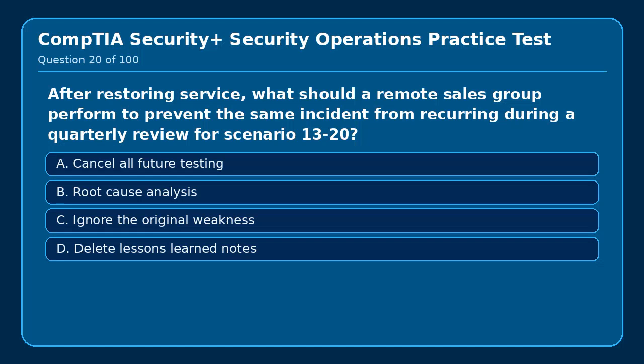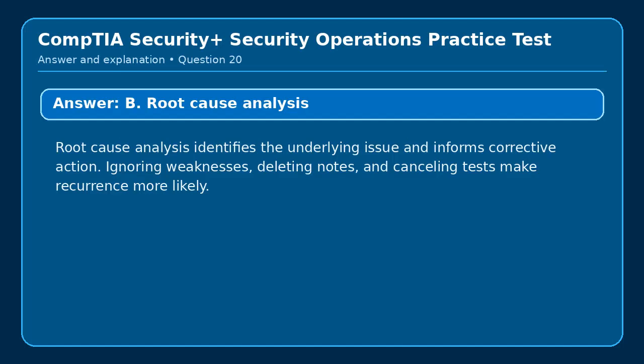Question 21. Which activity best describes threat hunting at a data analytics unit while preparing a remediation plan for scenario 13 to 21? A. Approving every firewall change without review. B. Proactively searching telemetry for signs of compromise based on a hypothesis. C. Waiting only for users to complain. D. Turning off all alerts. Take a moment to choose your answer.